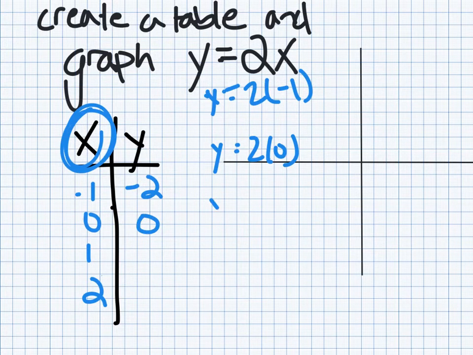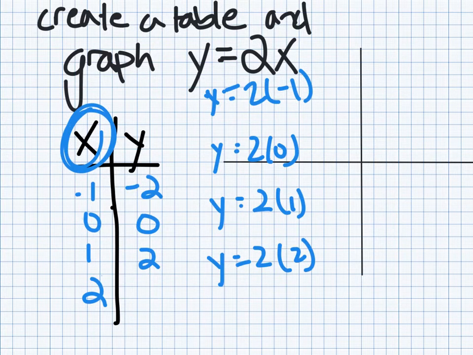Now let's do this 1. Y equals 2 times 1. What's 2 times 1? 2. And y equals 2 times 2. And what's 2 times 2? 4. I've got my points, so now let's graph them.